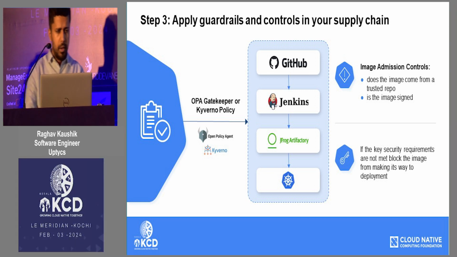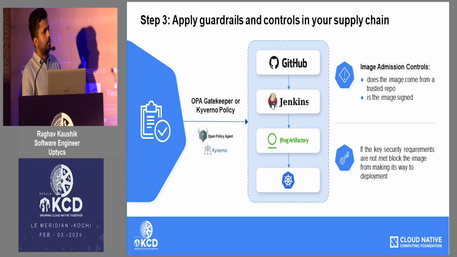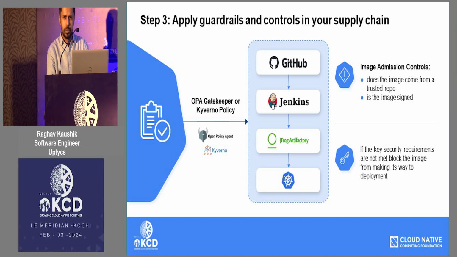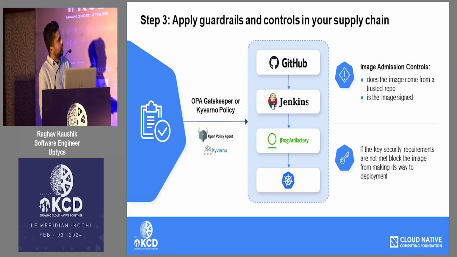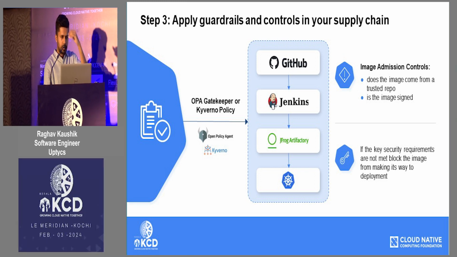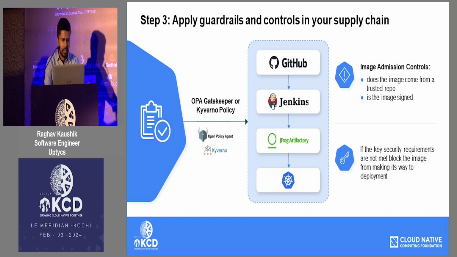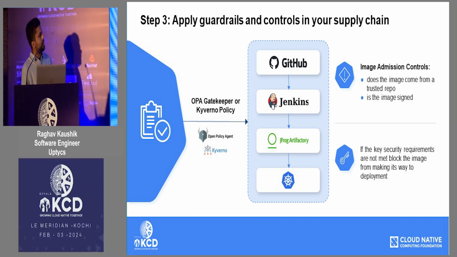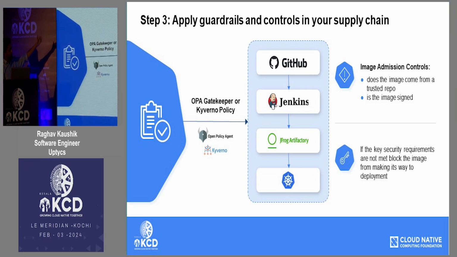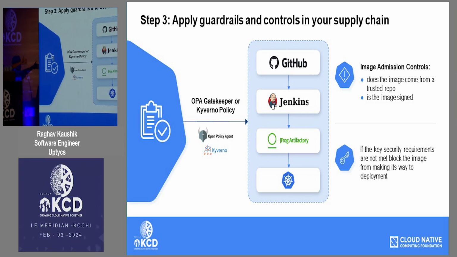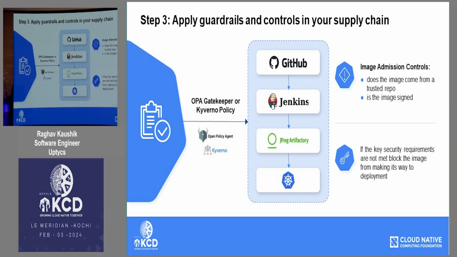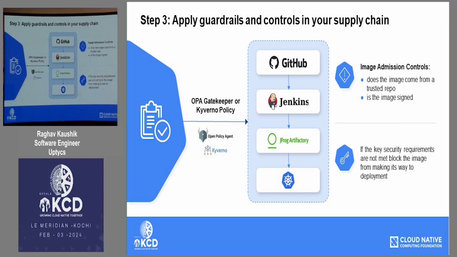Thank you. So far we've discussed the whole supply chain, what it is and some important use cases around it. So let's talk about step 3, which is applying guardrails and controls in your supply chain. At each node or step of your supply chain, GitHub, Jenkins, JFrog, and finally deployment, there is some telemetry being collected, as Sneha already spoke about. So what do we do with that telemetry?